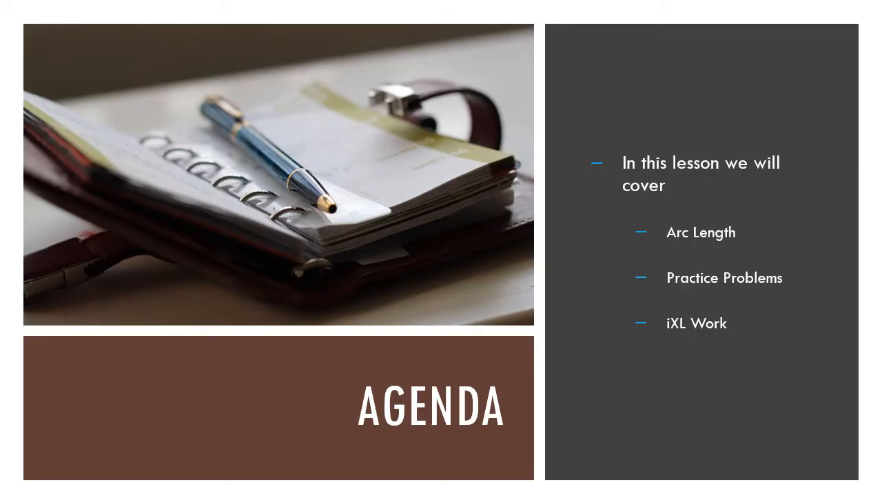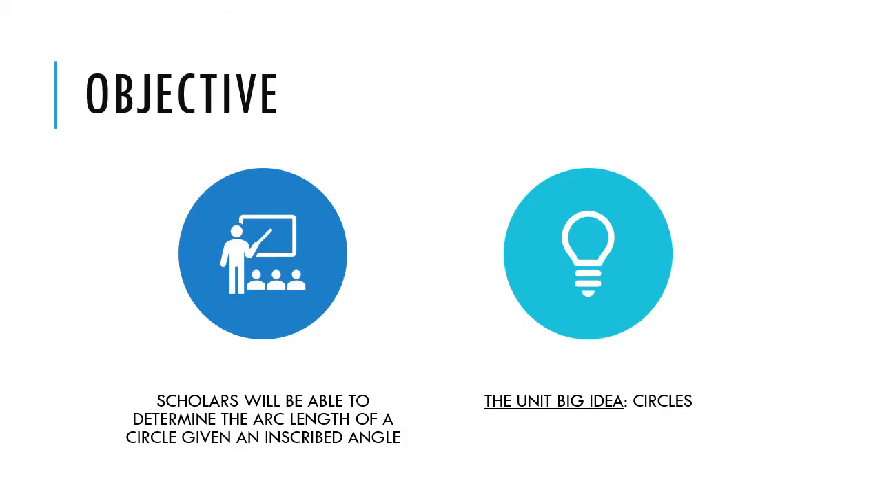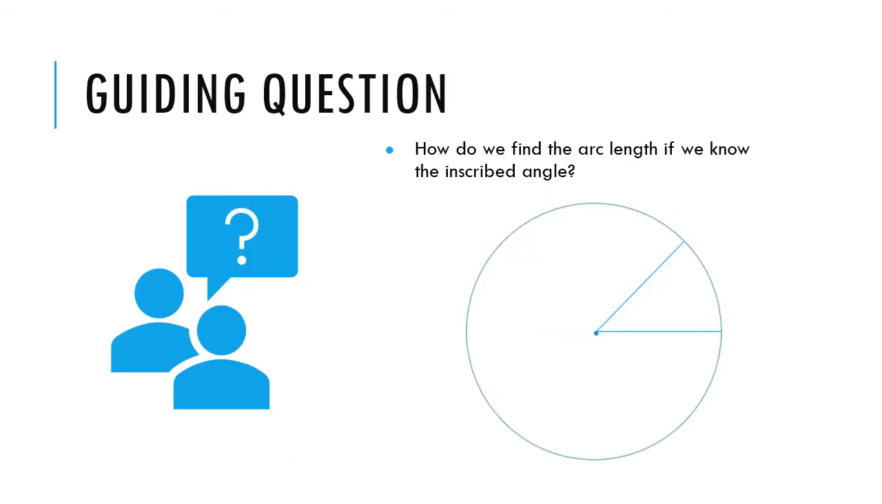Our agenda for this lesson: we will begin by discussing what is arc length, try some practice problems, and then I'll leave y'all for the IXL work to do on your own. Our objective: scholars will be able to determine the arc length of a circle given an inscribed angle. And our big idea of this unit is still circles. Our guiding question: how do we find the arc length if we know the inscribed angle?